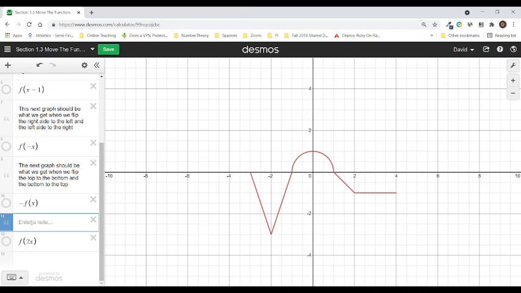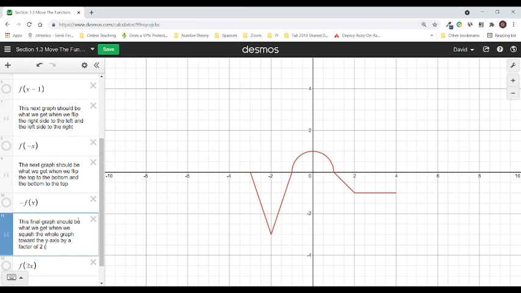What it makes the graph look like is that the graph goes up and down twice as fast, which means the whole thing is going to get squished by a factor of 2 closer to the y-axis. Let's write that down. This next graph, this final graph, should be what we get when we squish the whole graph toward the y-axis by a factor of 2.